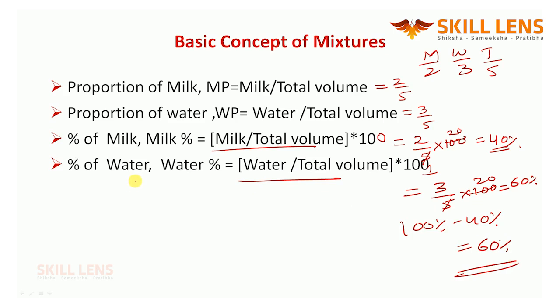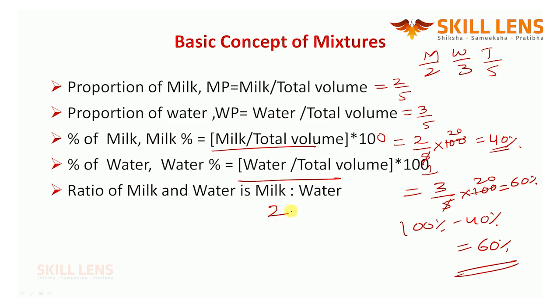And the last one is the ratio. Okay. The ratio of milk and water. So milk is 2 liters, water is 3 liters. I can write the total is going to be 5 liters. So milk to water ratio 2:3, milk to total ratio 2:5, water to total ratio 3:5. So this is how you have to understand the situation and you have to react according to the situation.